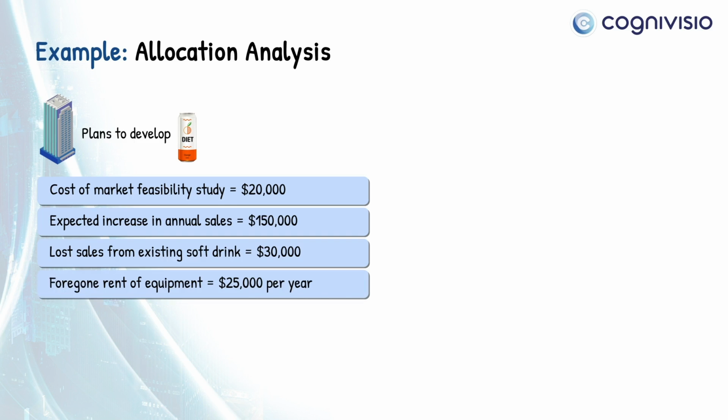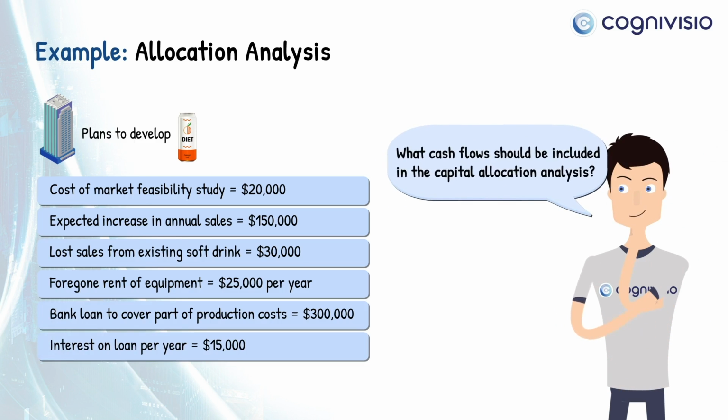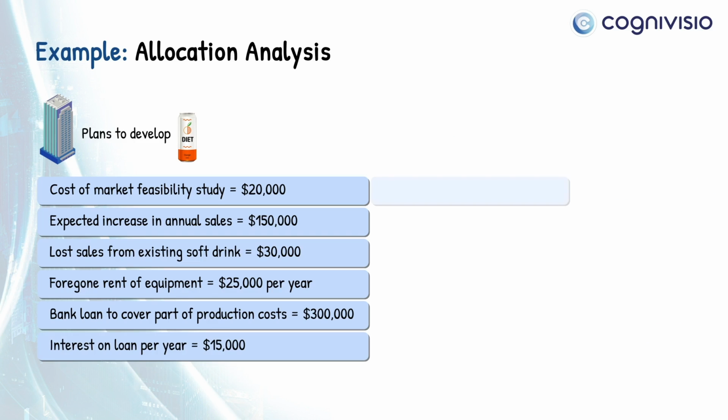The company would also need to borrow $300,000 from the bank to cover part of the production costs. The interest would amount to $15,000 per year. What cash flow should be included in the allocation analysis? Well, the cost of the feasibility study is a sunk cost since it has been already incurred and is not affected by the investment decision, so it should not be included.